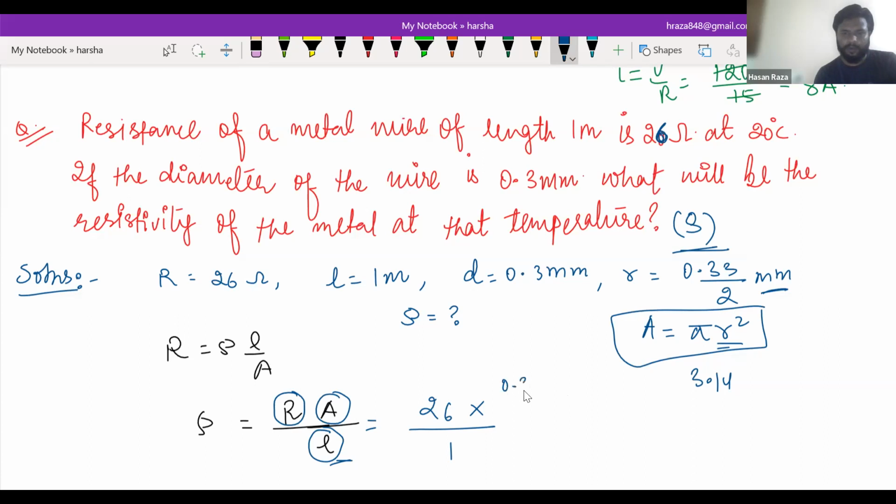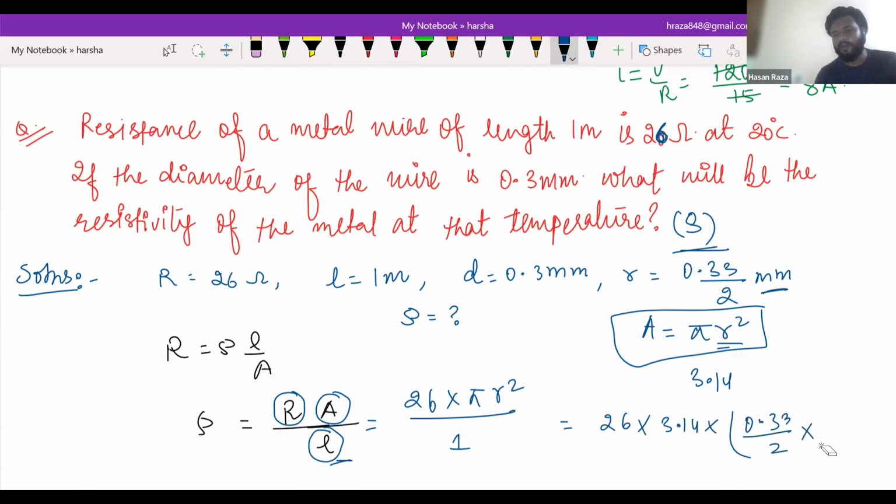So it will be 0.33 by 2 into 10 raised to the power minus 3, pi r square. I'm going to put the value: this is 26 and this is pi r square upon length, which is 1. So it will be 26 into pi, that is 3.14, into the radius 0.33 by 2 into 10 raised to the power minus 3, whole square. This is in millimeter; if you convert it into meter, it will be multiplied by 10 raised to the power minus 3 meter.